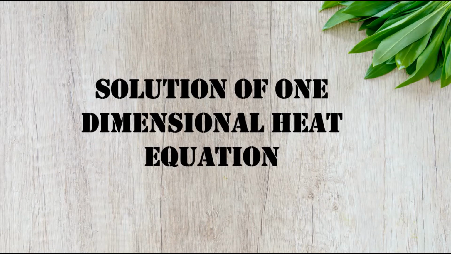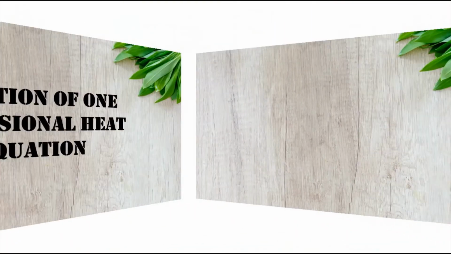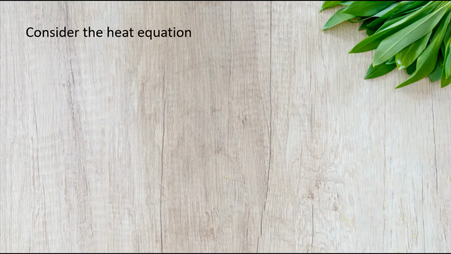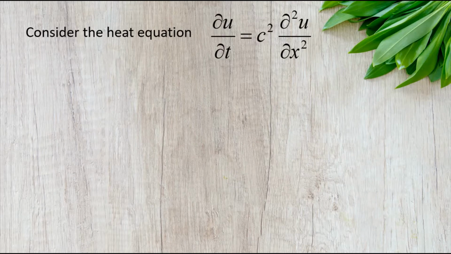In this video, I will discuss the solution of one-dimensional heat equation and its problems. Consider the heat equation ∂u/∂t = c² ∂²u/∂x². In order to find the solution of this, we are going to use the method of separation of variables. So here u is a function of independent variables x and t.